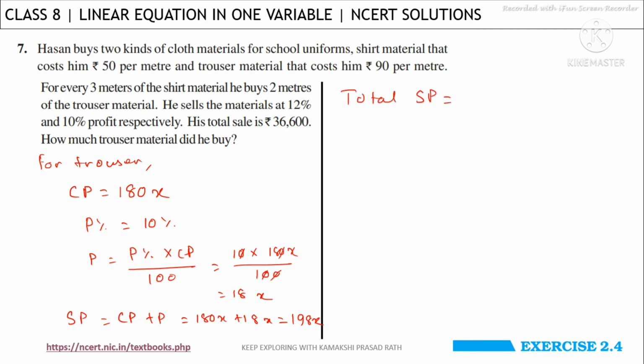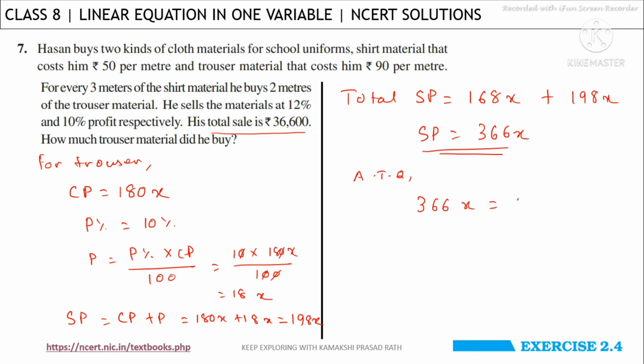Hence the total selling price is the selling price of the shirt, 168x, plus the selling price of the trouser, 198x. So we get 366x. This is the total selling price. But in the question it is given that the total sale is 36,600. So according to the question we can say 366x is the same as 36,600. So this is the selling price we have got using our formulas, and 36,600 is given in the question.